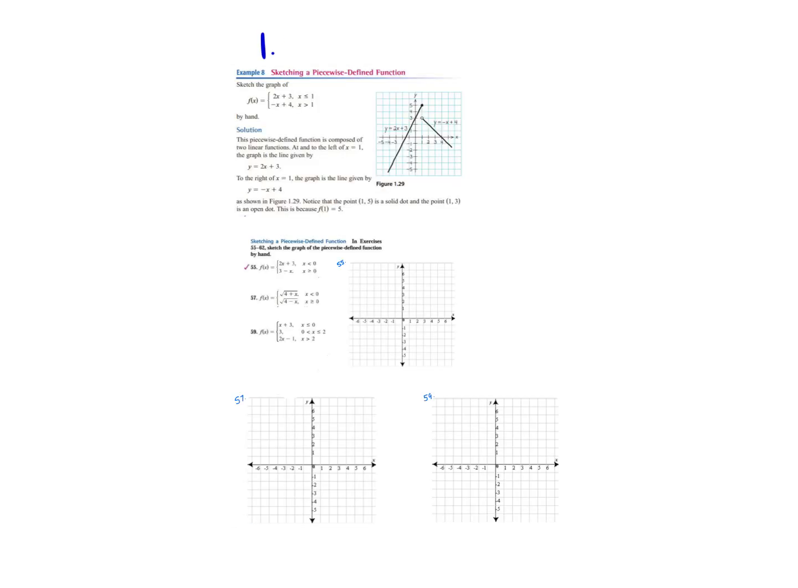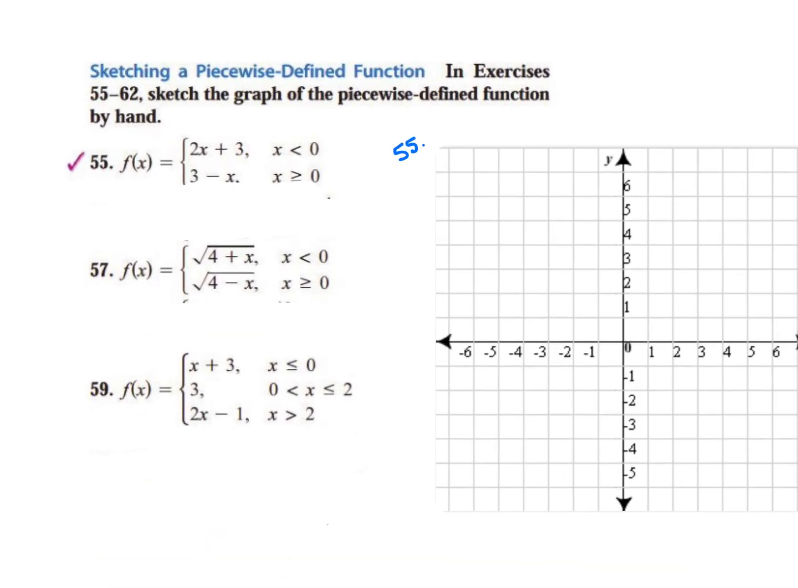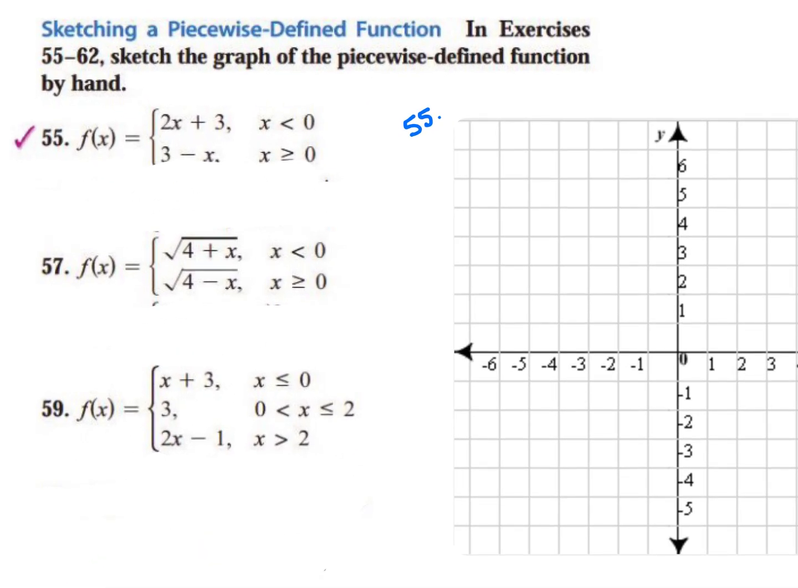All right, so this is 1.3 part 2. So we're going to be sketching piecewise functions, so pieces of graphs. Yesterday we kind of talked about parent functions of graphs and the shape of graphs, so what they look like. That is helpful to keep in mind when we are graphing piecewise functions as well.